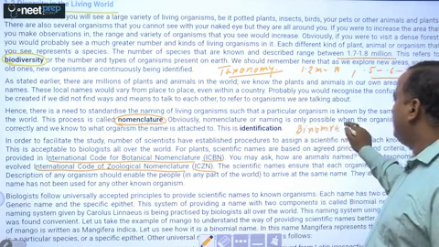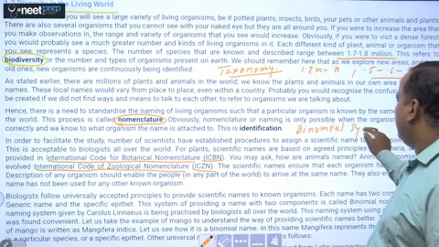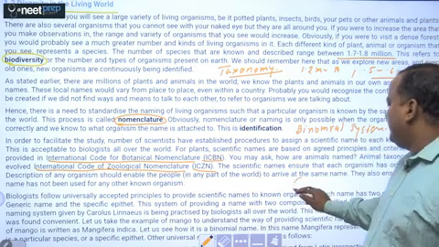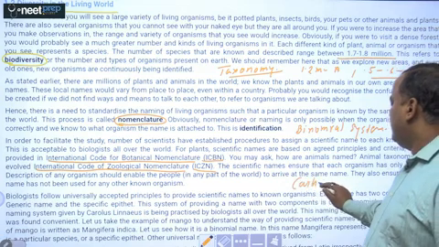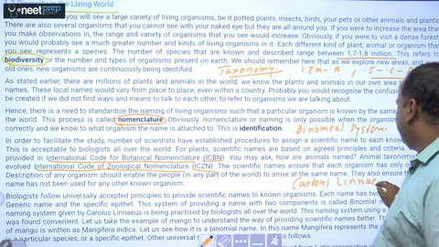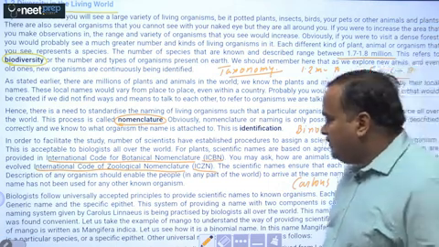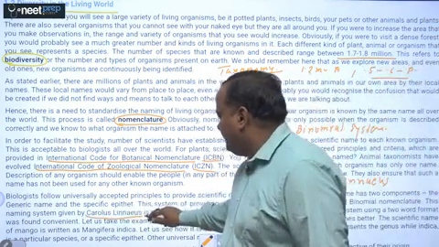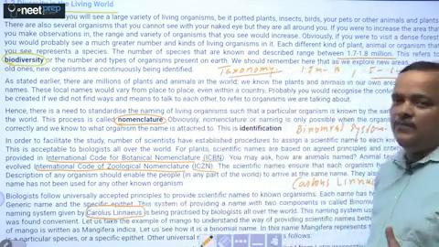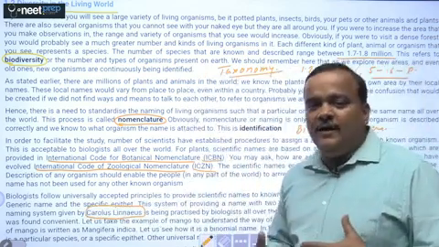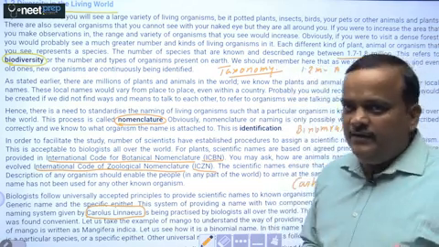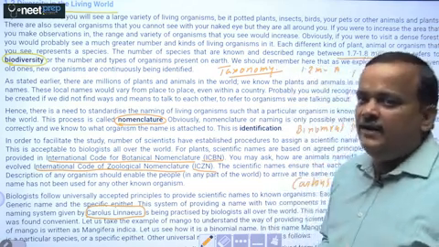For nomenclature we follow the binomial system. This binomial system was popularized by Carolus Linnaeus. This person, Carolus Linnaeus, is responsible for this binomial system. According to this binomial system, a name consists of two parts, that is the name of the genus and the name of the species. First we write the name of the genus and then we write the name of the species.